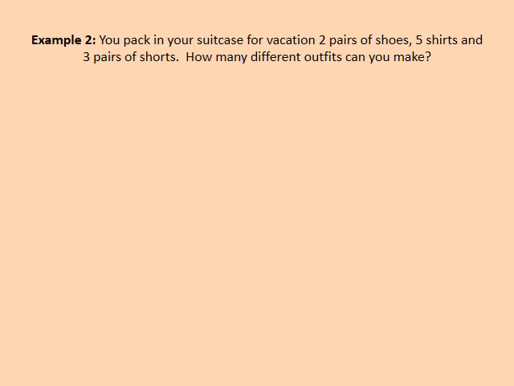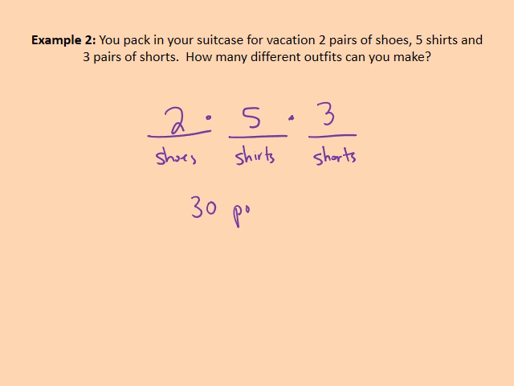Well, if we write out all the possibilities, it would take a while. Instead, what we do is we create a slot for each possibility. So we have a slot for shoes, a slot for shirts, and a slot for shorts. You have 2 options for shoes, so we put our 2 in the shoes slot. There are 5 options for shirts, and there are 3 options for shorts. What we can do is multiply all those together. 2 times 5 times 3, which means we have 30 possible outfits.